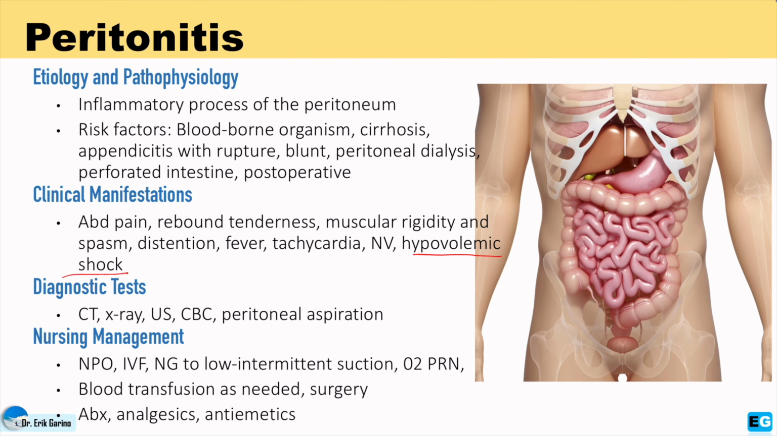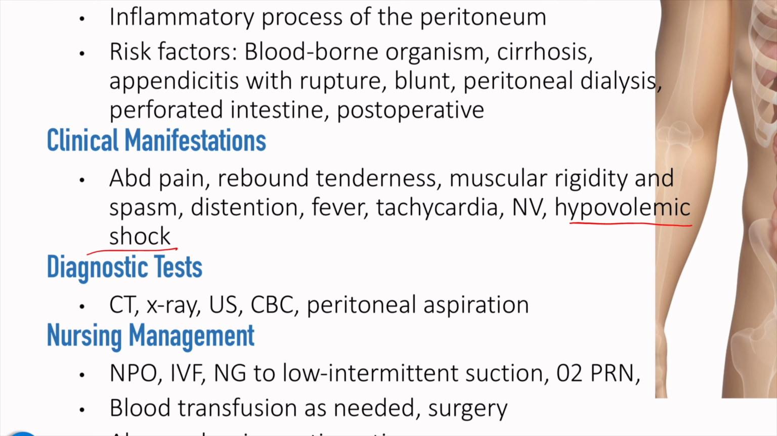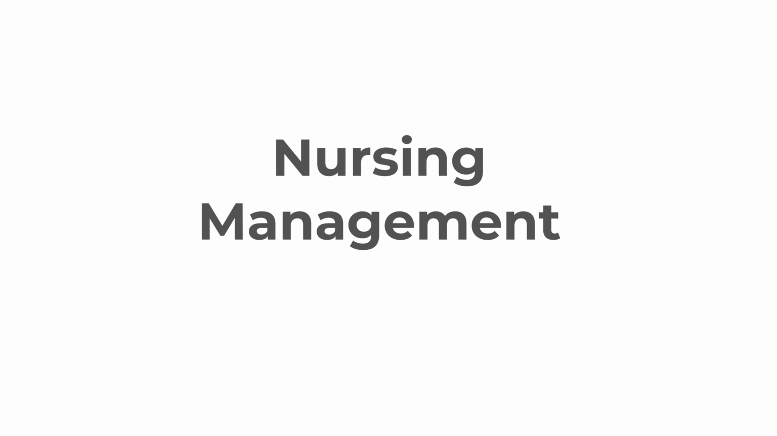To diagnose and rule out peritonitis, we can do imaging tests like CT, X-ray, or ultrasound. We need to check the patient's CBC to rule out infection, especially their white blood cell count. Peritoneal aspiration is a diagnostic and therapeutic procedure where the fluid is removed from the peritoneal cavity using a sterile procedure.